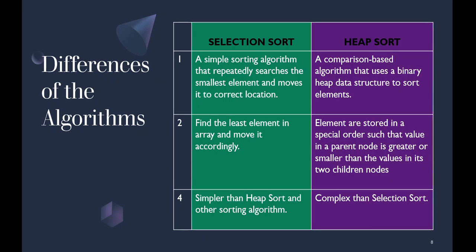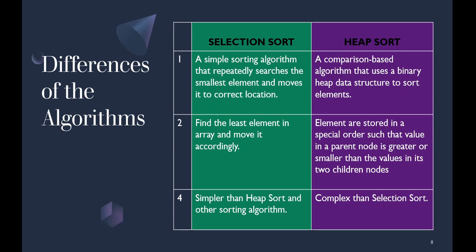And for the heap sort, the elements are sorted in a special order such that the value in a parent node is greater or smaller than the values in its 2 children. If the heap has the greater root, it's called a maximum heap. And for the smaller element at the root, it's called a minimum heap.